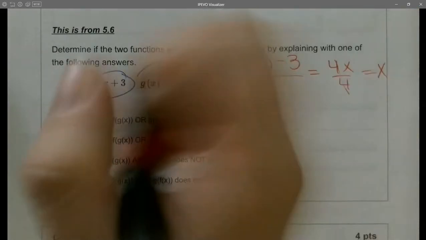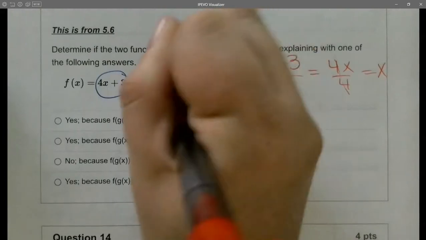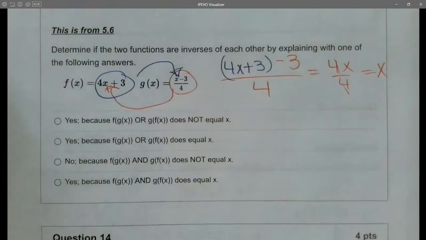So that one works. Then I want to take this and make sure it works the other way too, and plug in for the x over here.